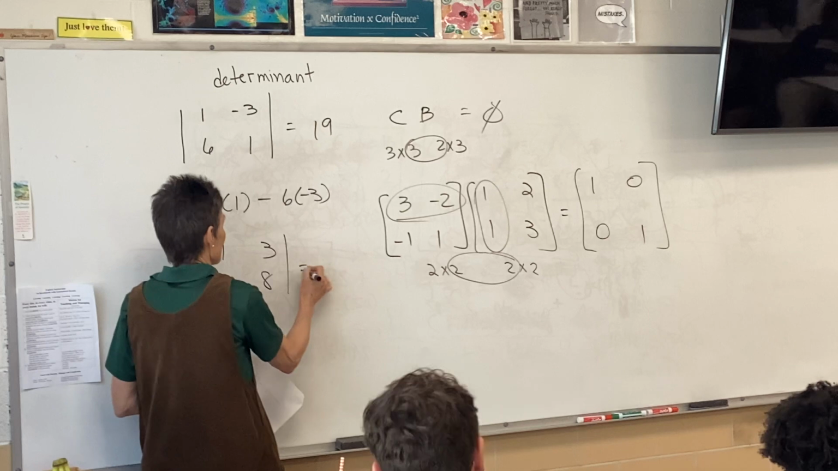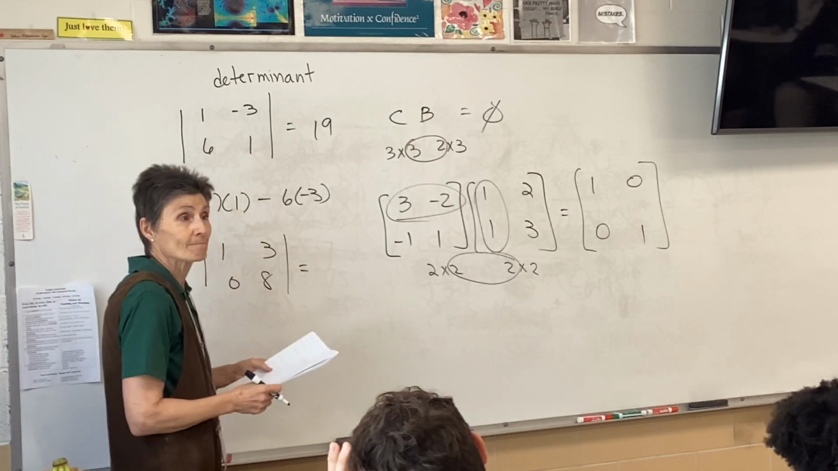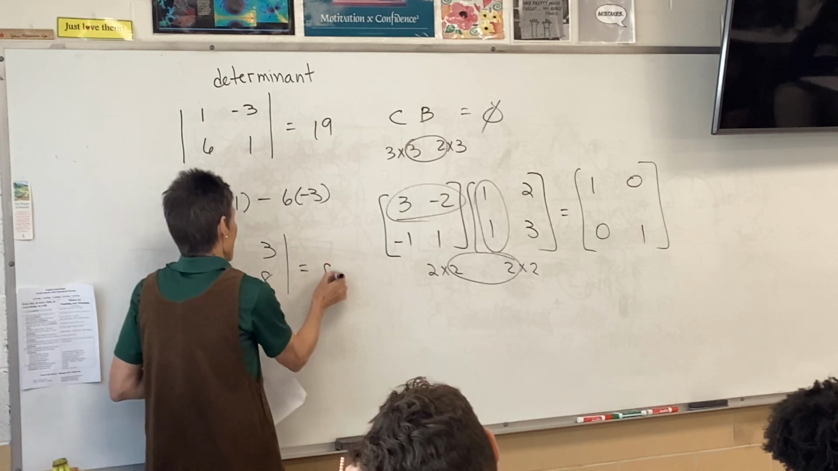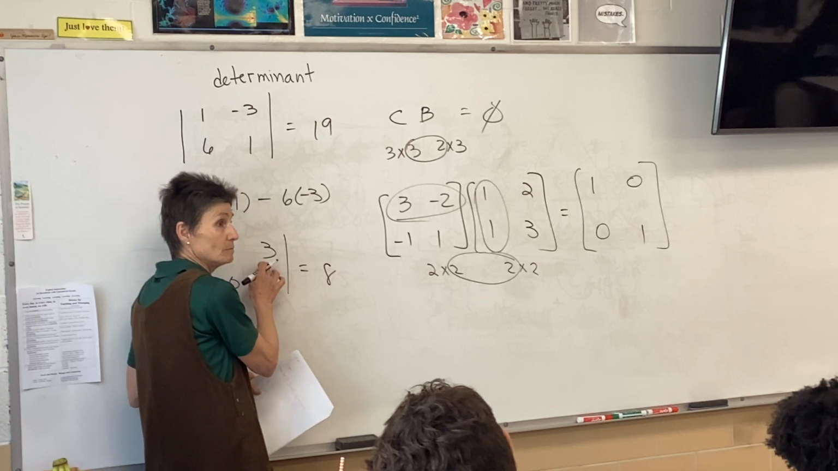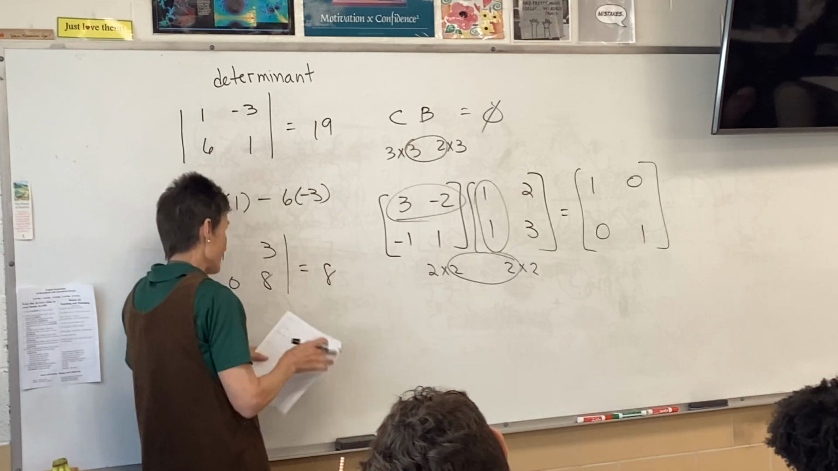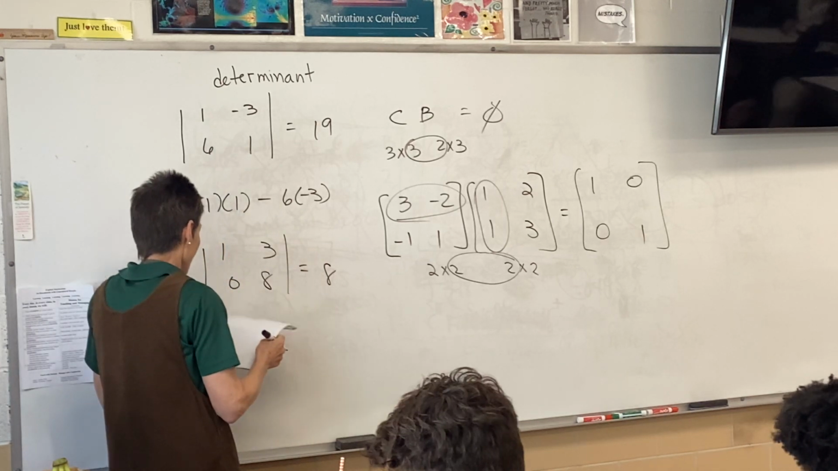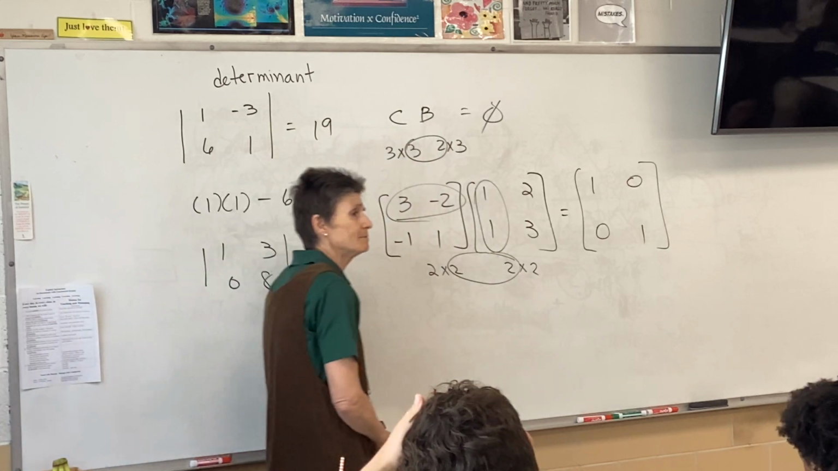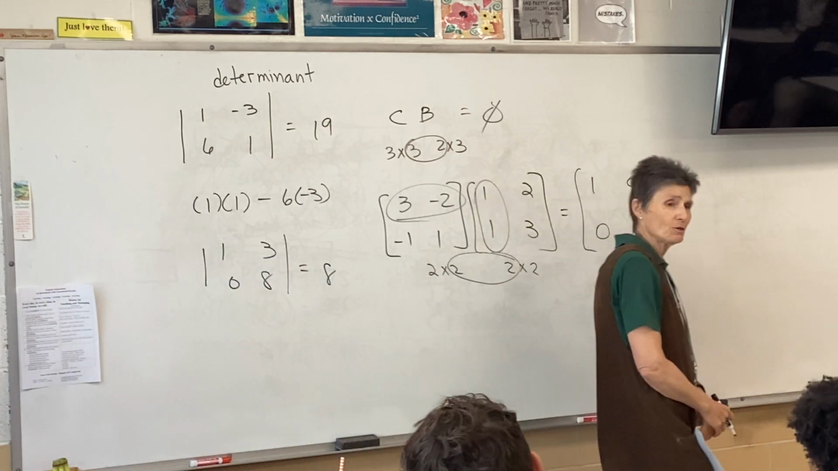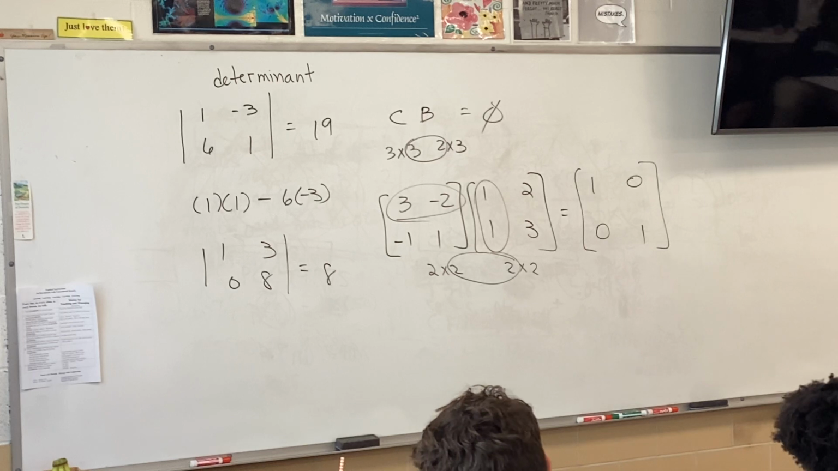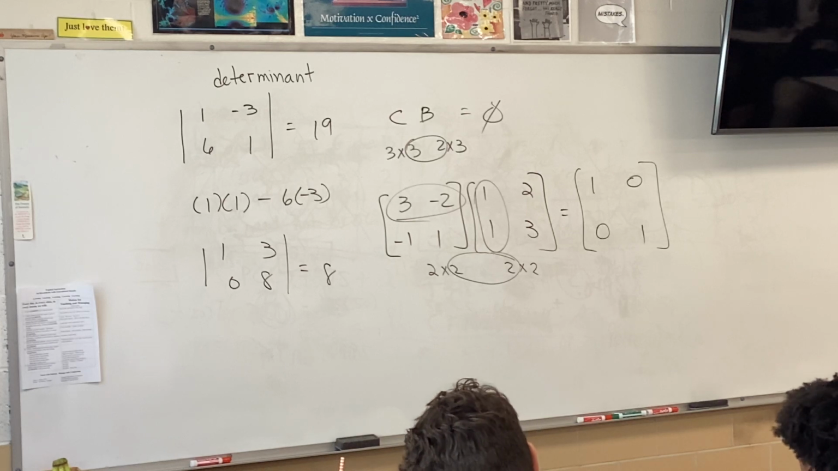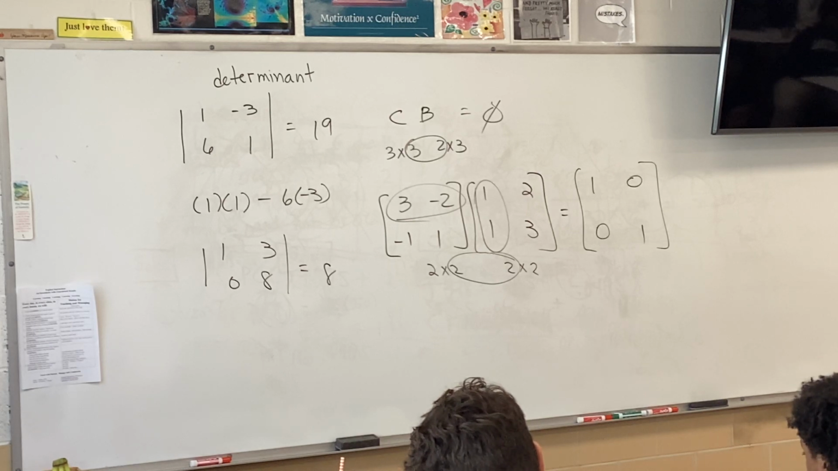1, 3, 0, 8. What's that determinant? It's 8 minus 0. So that would be 8. How about C? No can do, my friends. The only matrices that have determinants are squares. If it's not square, it's not going to have a determinant, it's not going to have an inverse, it's not going to have a trace.